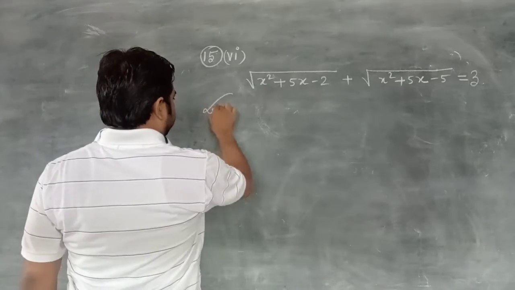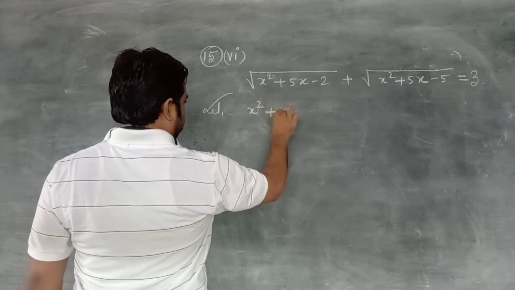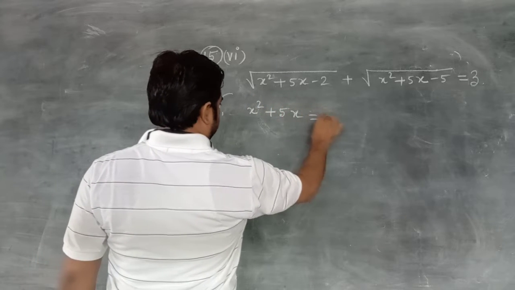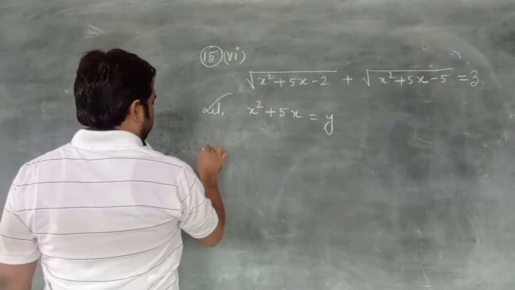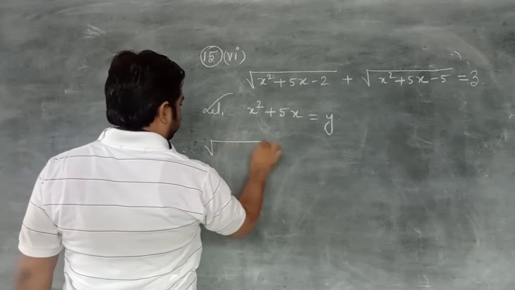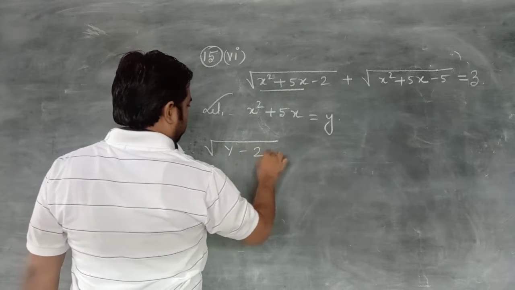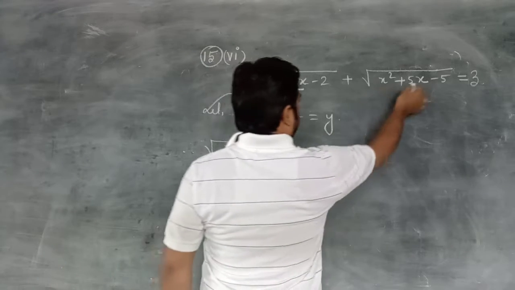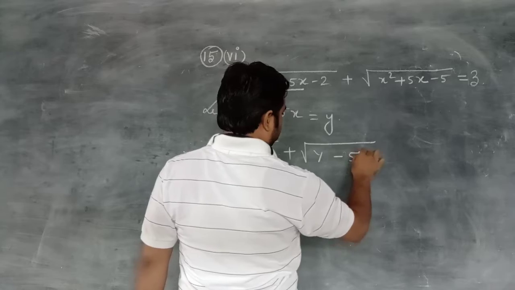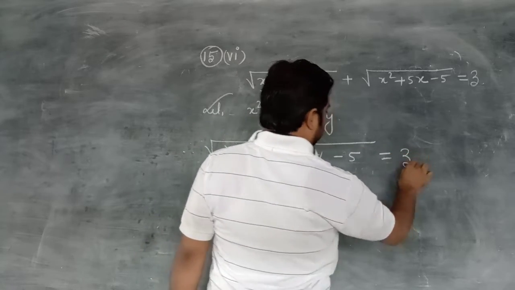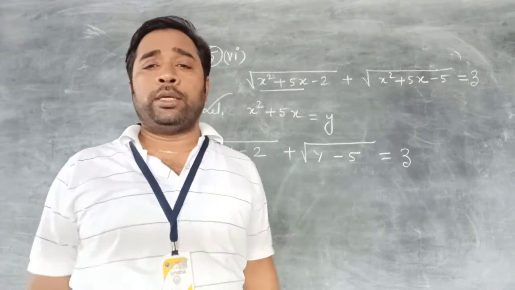So let x square plus 5x equal to y. If you consider x square plus 5x equal to y, what shall we get? Root over this value is y, so this is y minus 2, plus this value is again y, so this is y minus 5, equal to 3. Now we shall find the value of y.